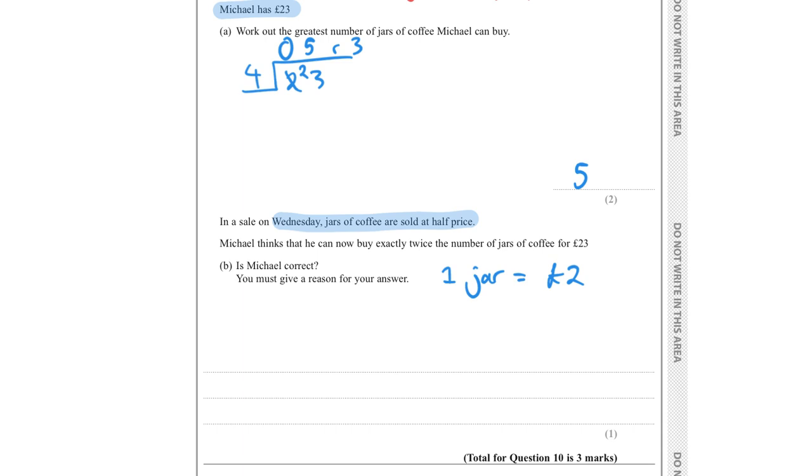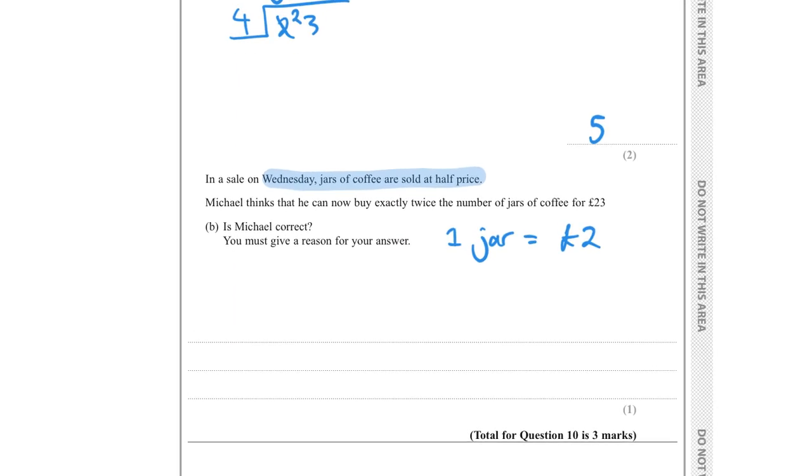So he can now buy exactly twice the amount of coffee for £23. The easiest way to do this, to be honest, is to actually work out the division. So this time, how many 2s go into 23? Well, 2 goes into 2, and then 1, 3, remainder 1. So Michael can buy 11 jars, which is actually more than double, because double would be 10.